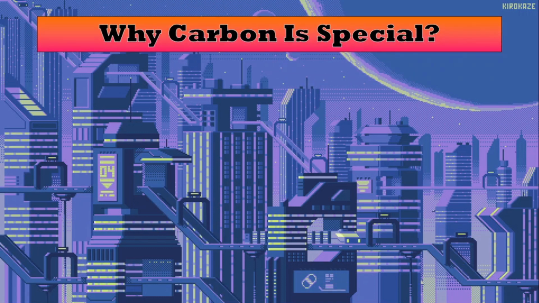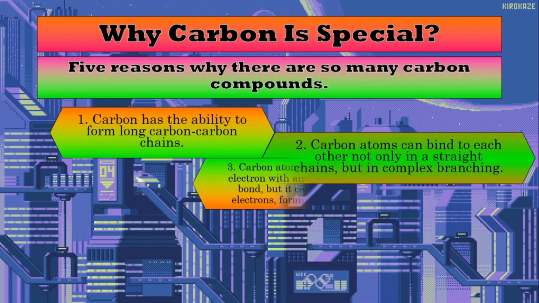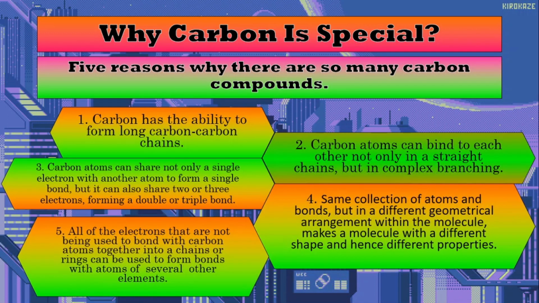Why is carbon special? There are 5 reasons why there are so many carbon compounds. First, carbon has the ability to form long carbon-carbon chains. Second, carbon atoms can bind each other not only in straight chains but in complex branching. Third, carbon atoms can share not only a single electron with another atom to form a single bond, but can also share 2 or 3 electrons, forming a double or triple bond.